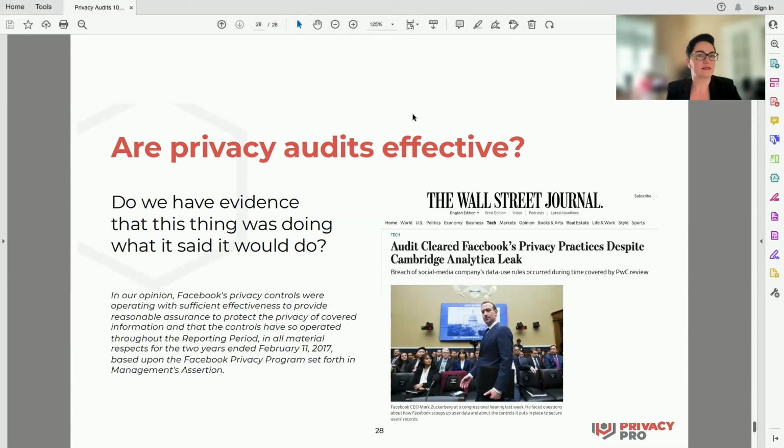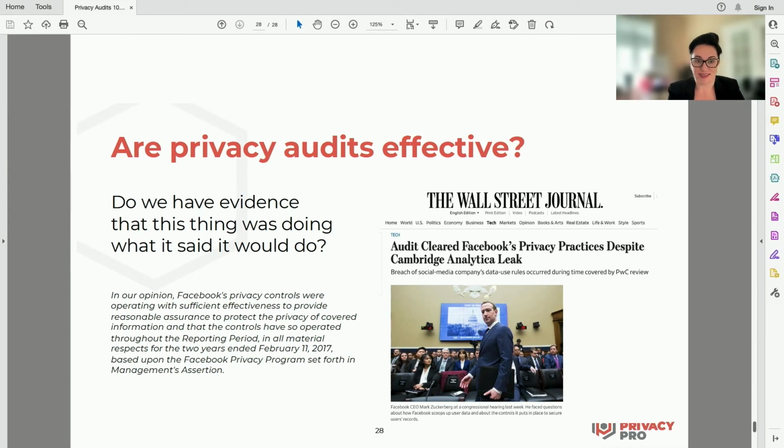So are privacy audits effective? Well, let's ask a question about the question, or a meta question, if you will. Do we have evidence that this thing was doing what it said it would do? When we think about the audit, did the audit tell us whether those specific controls in the management's assertion were operating sufficiently, not perfectly, as they related to that specific data that was in scope for that specific period in time? According to PwC, they did have that evidence. And so I think that the audits did what it said it would do.